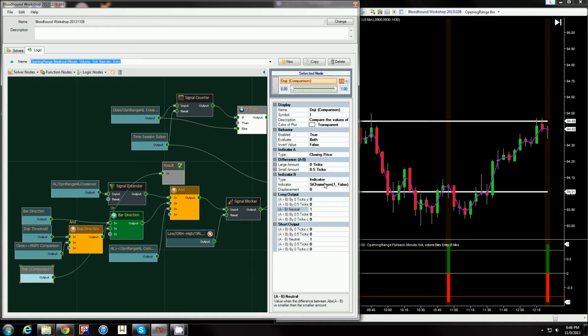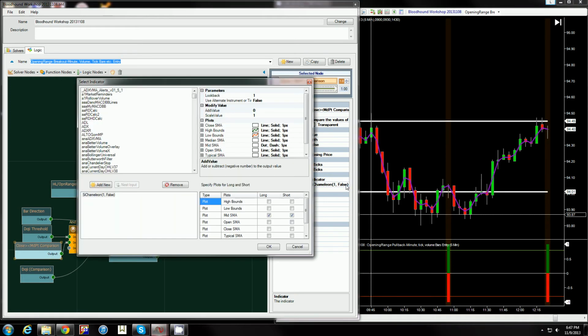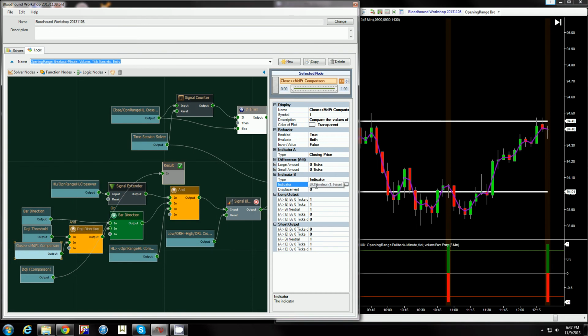So this is the one we were just looking at with the comparison solver. And then we will control the direction of the doji based on whether the close is above the midpoint or below the midpoint. So that's this next solver. The closing price is indicator A, and indicator B is the midpoint of the bar, using the SI chameleon once again, select the mid SMA, which is the midpoint of the bar. If it's greater than, it gives a long. If the closing price is less than the midpoint, then it gives a short. Now if it's equal, which is why I've selected neutral here, it'll give both a long and a short.